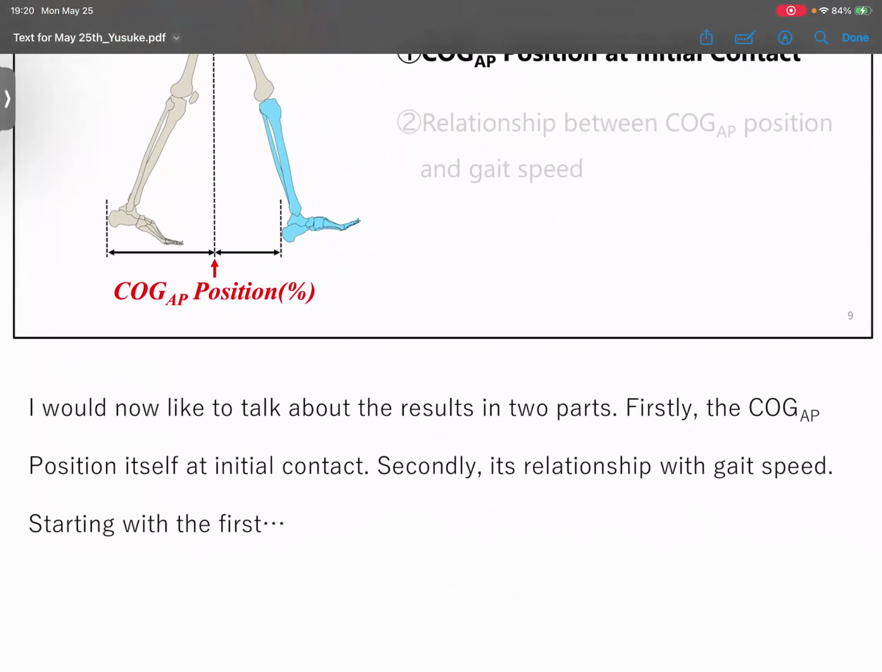Firstly, the COG sub AP position itself at initial contact. Secondly, its relationship with gait speed.